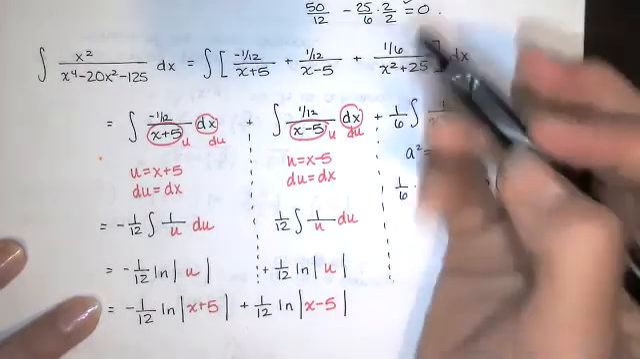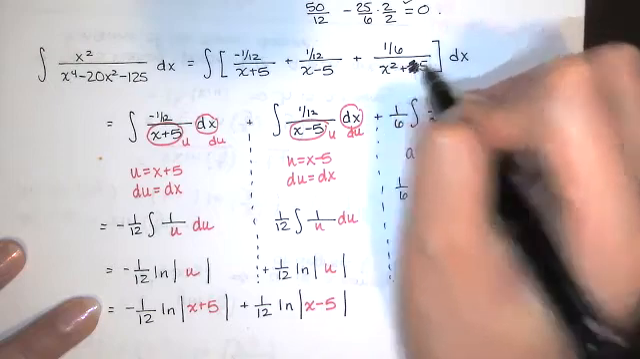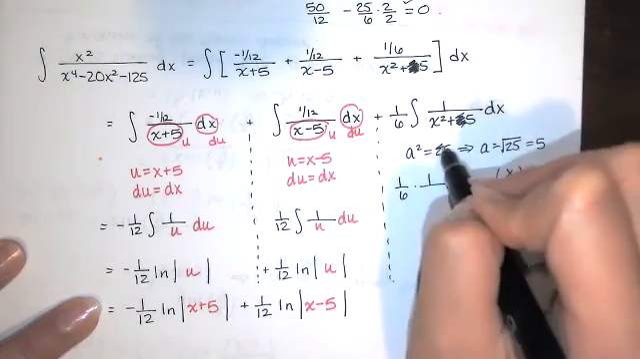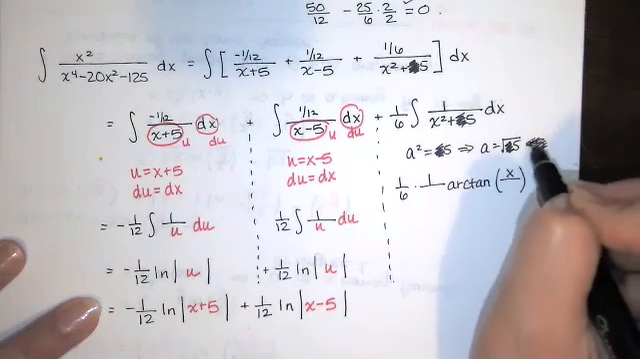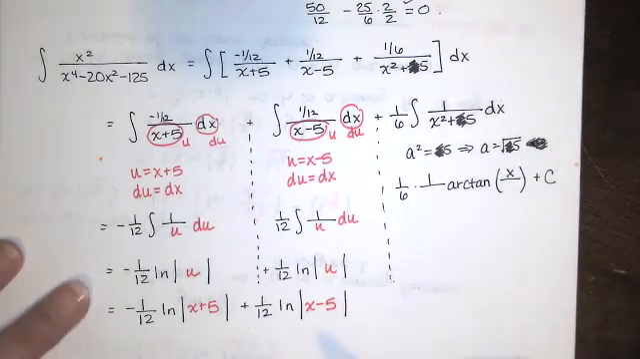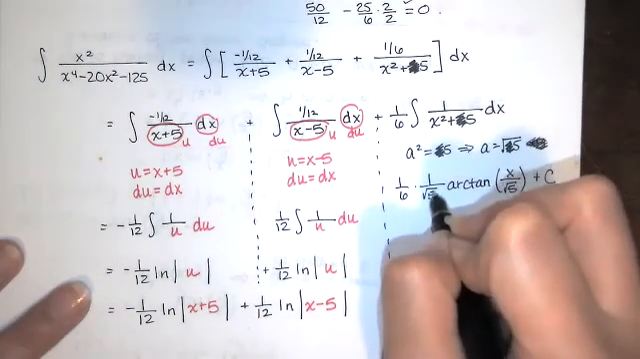Oh, I wrote 25. I don't know why I wrote 25. That should be a 5. Sorry. That makes it very different. A is actually just the square root of 5, not 5 itself. So we're going to have a square root of 5 here and a square root of 5 here.